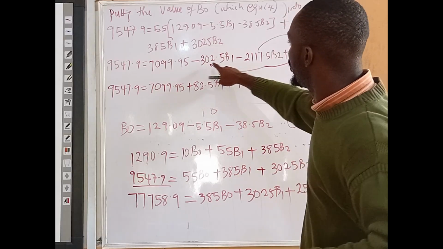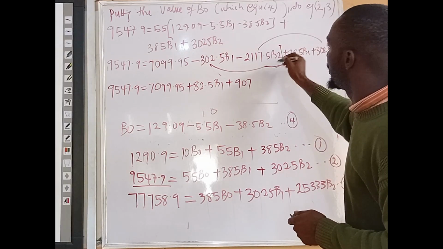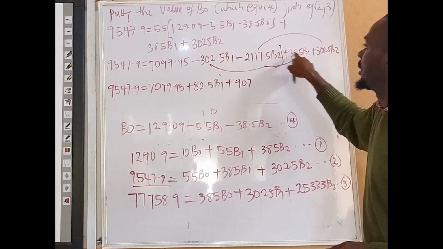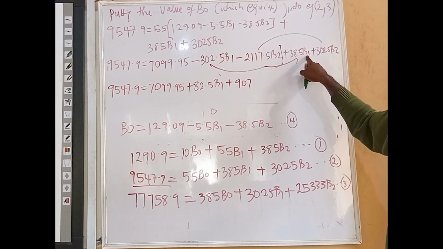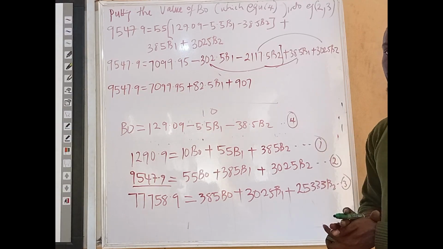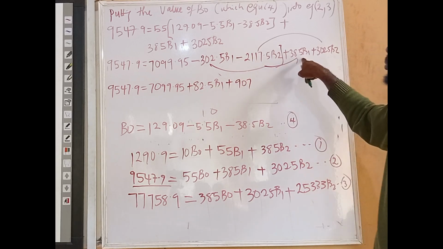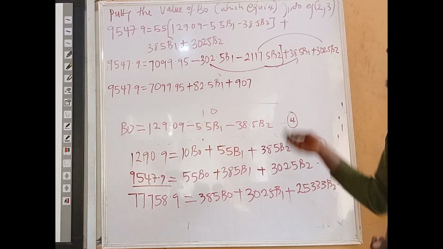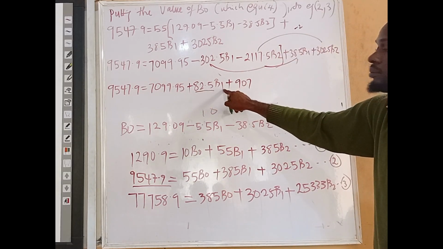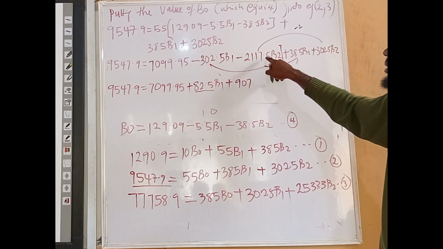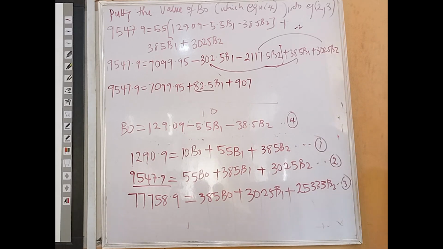Say we open brackets now. So we still have 385 B1 here. We still have 3025 B2 here. So that we have B1 and B1, they are like terms. Come add them together. You understand? So we do minus 302.5 plus 385. That's how we got 82.5 B1. Then minus 2117.5 B2. We also have 3025 B2 here, like terms again.